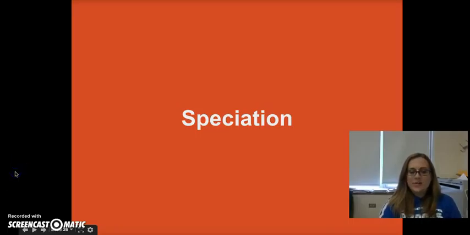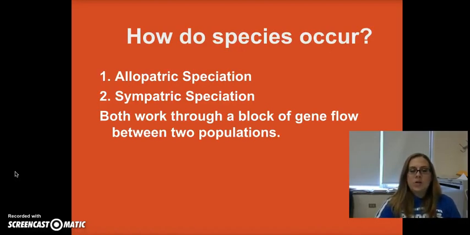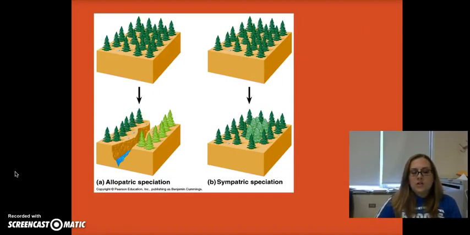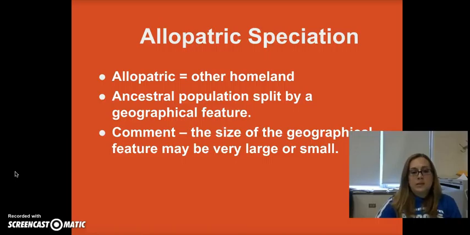Hey everybody, we are going to continue talking about evolution and we're going to specifically look at speciation, so how new species are formed or how they occur. We've got two general types of speciation that we're going to look at: allopatric and sympatric. Both of these types of speciation work through a block of gene flow between two populations. It's just the type of block is a little bit different.